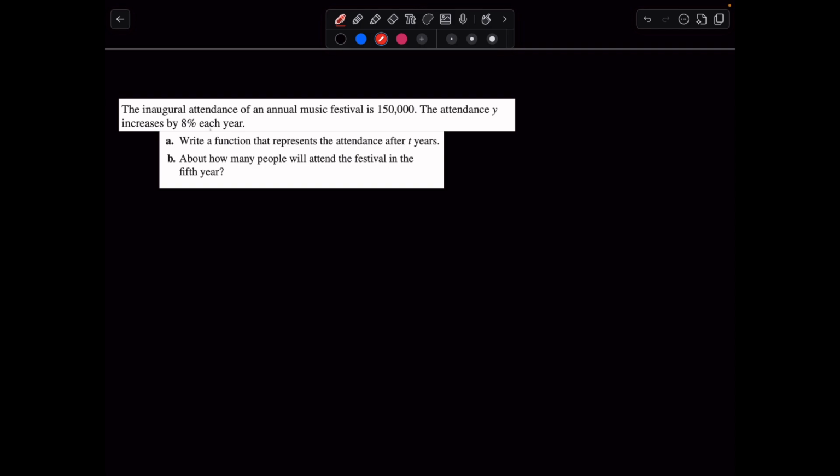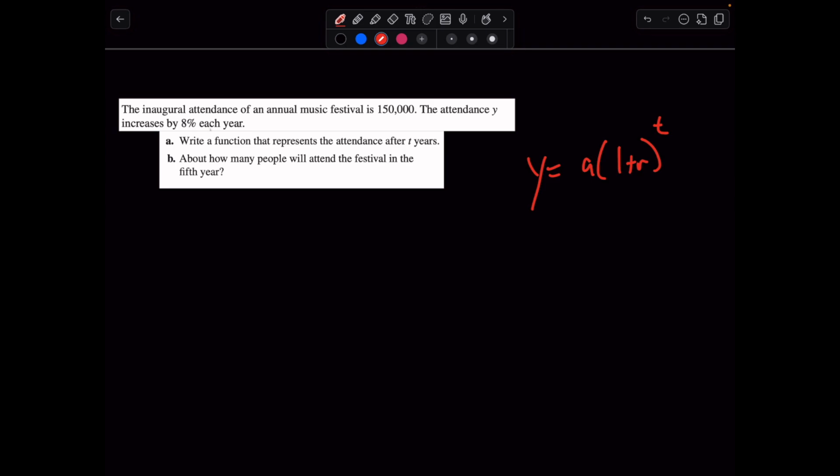Okay, so we have a music festival here, and its first ever year, it has 150,000 people at it. Your attendance increases by 8% each year. So they want you to write a function that represents the attendance after t years, and then figure out how many people will be attending the festival in the 5th year if the numbers hold. So we're increasing, that's a growth function. So y equals a(1 plus r) to the t.